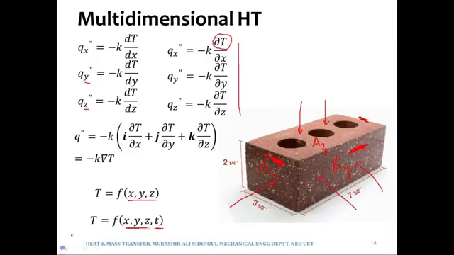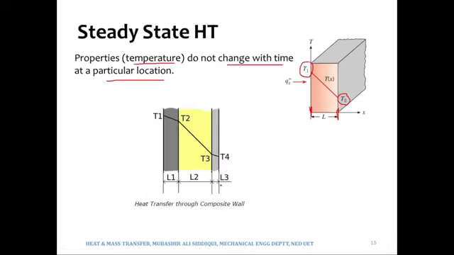So capital T would be used to represent the temperature, whereas small t will be used to represent time. If this is the case, then we would have ∂T/∂x, ∂T/∂y, ∂T/∂z, and ∂T/∂t. ∂T/∂t means ∂ of capital T by ∂ of small t, which means the variation of temperature with time. This is what we have already covered.